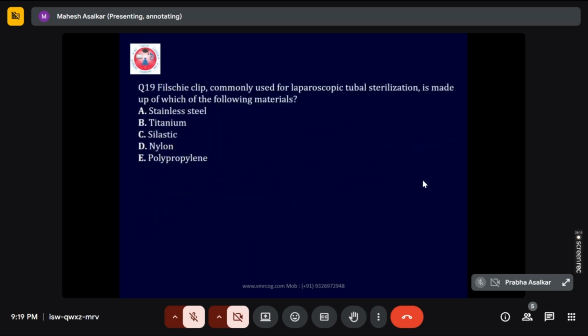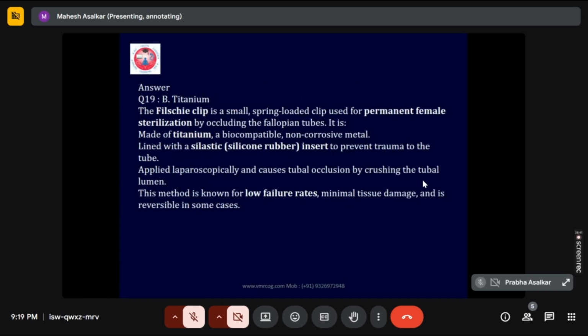Next. Question 19. A Filshie clip commonly used for laparoscopic tubal sterilization is made up of which of the following materials? A, steel. B, titanium. C, silastic. D, nylon. E, polypropylene. So, silastic. Titanium. Yes, titanium is the correct answer. These Filshie clips are made up of titanium. So the answer is B, titanium.